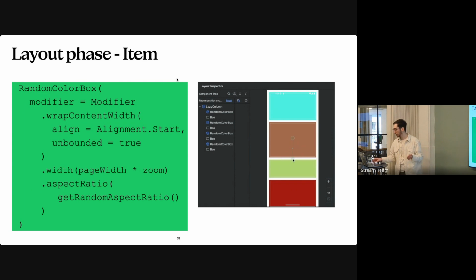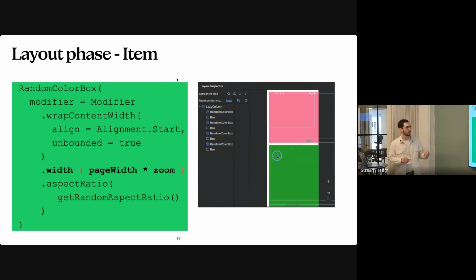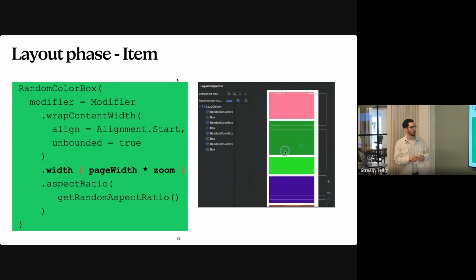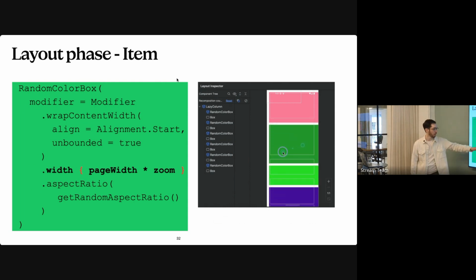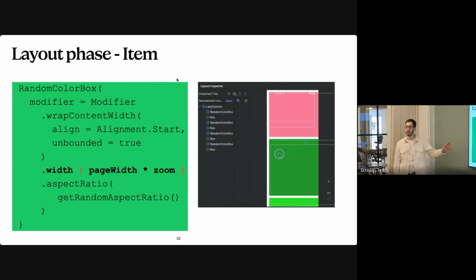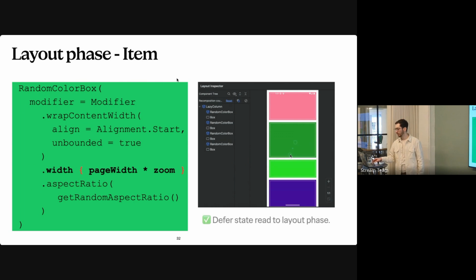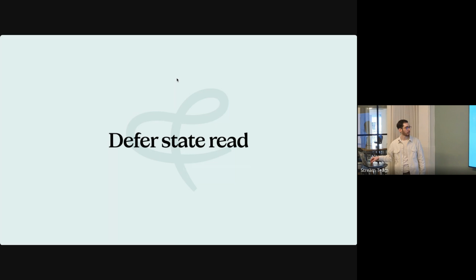The way to fix this is by actually deferring the state read to the layout phase. So here I'm deferring that, and I can see that I'm zooming in without any recompositions happening, because the state change does not trigger a recomposition. And the only thing I changed here was passing a lambda instead of passing the actual parameter itself. And let's talk about how we can actually defer state reads.